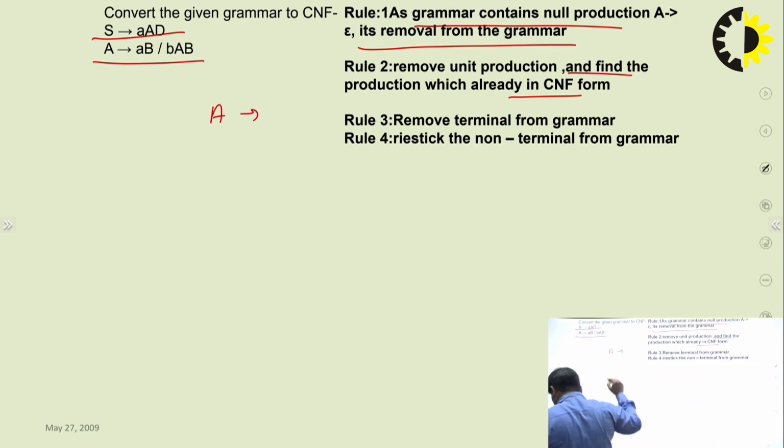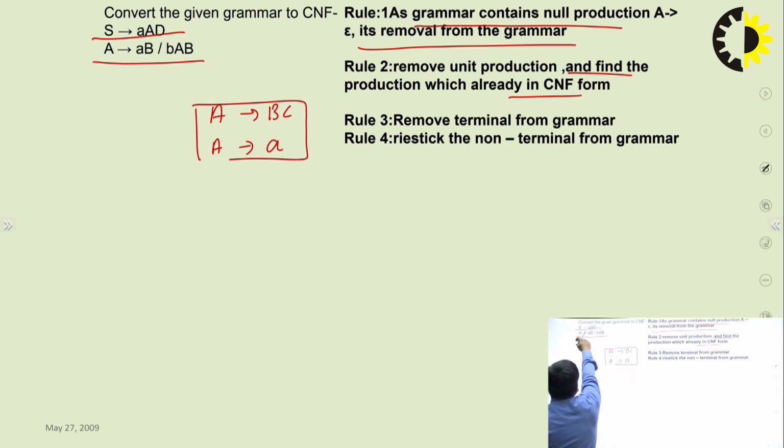A tends to BC and A tends to small a. If any context-free grammar is written in this format, then we can say that this production rule is already in Chomsky normal form. We check this production rule. Is this production rule written in this format? No. It means this production rule is not in CNF form.